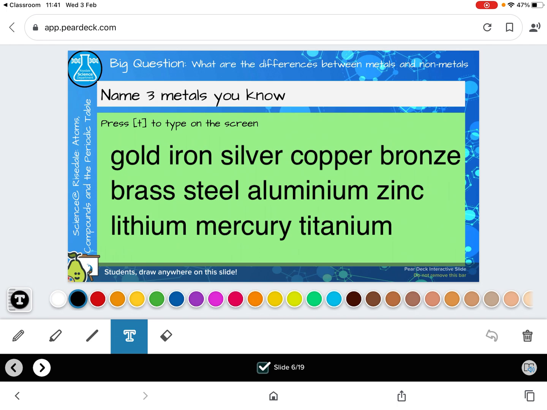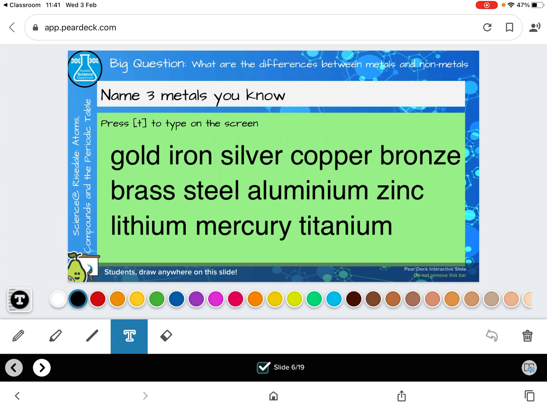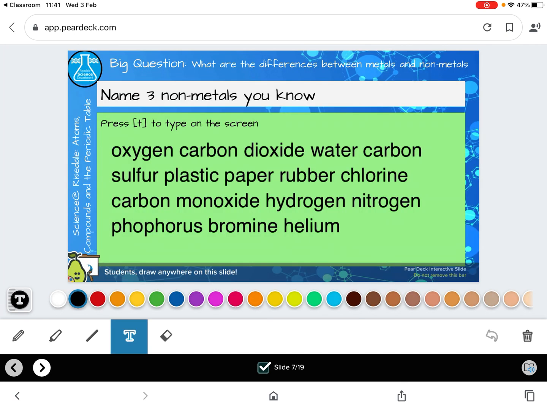Okay, and you were asked to name 3 metals you knew. So you could maybe have used some of the symbols on this periodic table. These are what you came up with as a whole class: gold, iron, silver, copper, bronze, brass, steel, aluminium, zinc, lithium, mercury, titanium. All excellent examples.